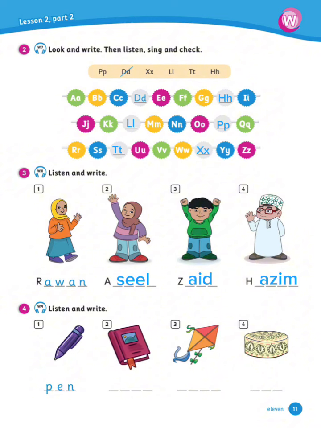Number 1, pen. P-E-N. Number 2, book. B-O-O-K. Number 3, kite. K-I-T-E. Number 4, hat. H-A-T.